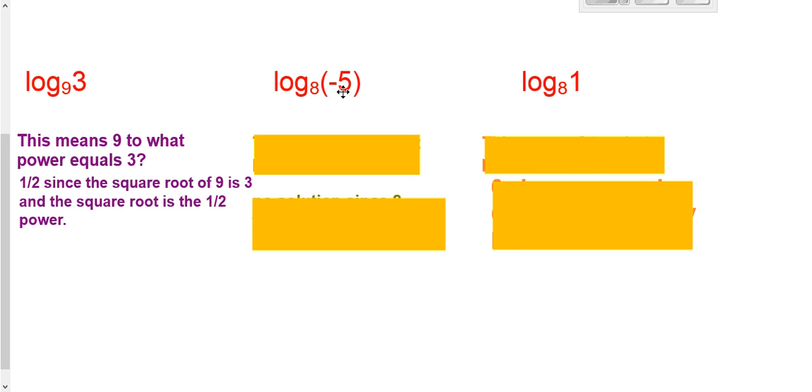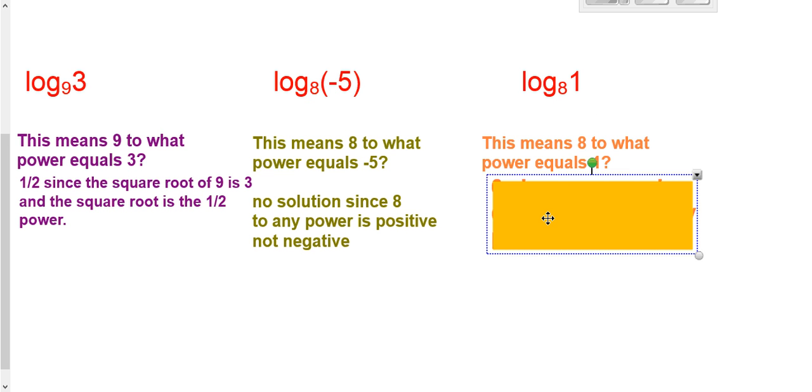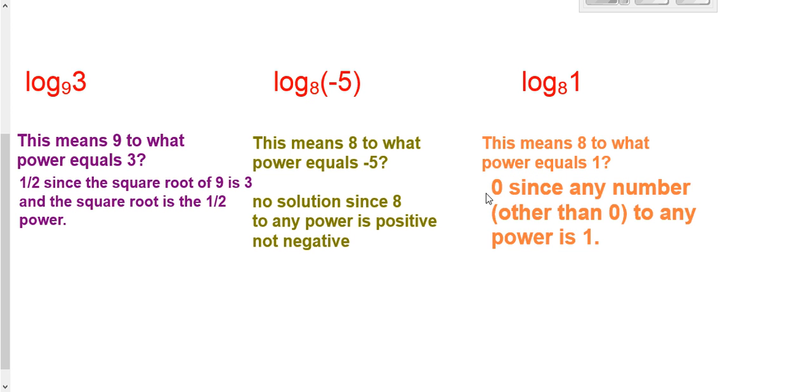This one here means 8 to what power is -5. But wait a second. 8 to any power is never negative. You can also remember that whatever is after your log has to be positive according to the definition. So this is no solution. Over here, this is 8 to what power equals 1? Well, 8 to what power is 1? Remember, anything to the 0 power is 1, so our answer is 0.